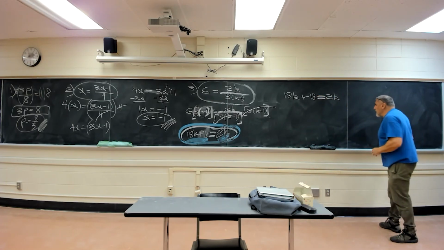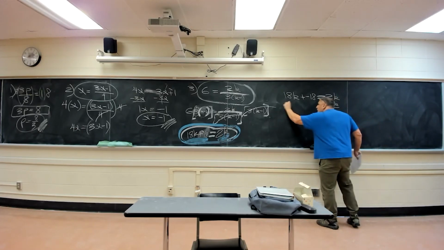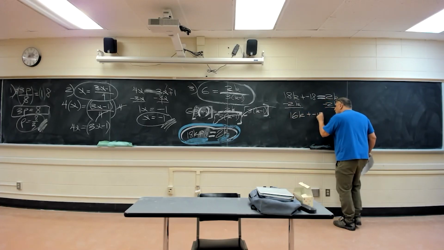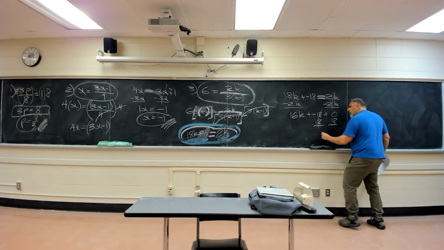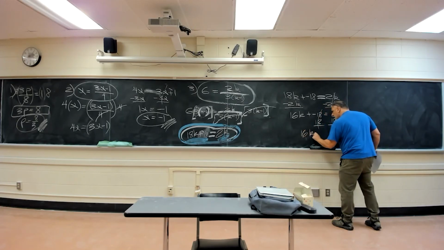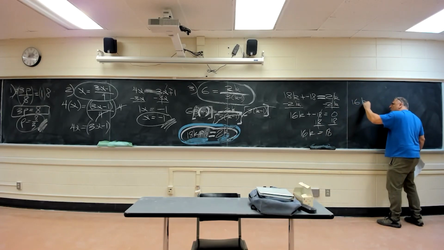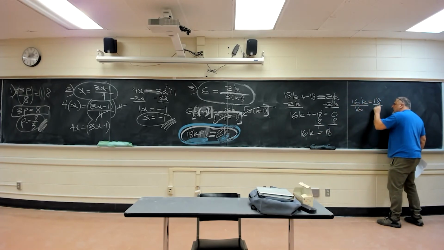So let's get the 2k's over to one side. Let me add a negative 2k on each side. We know the drill. Add these together, you got 16k. These together, you got 0. Add a positive 18 on each side. You know where I'm going. Divide by 16.